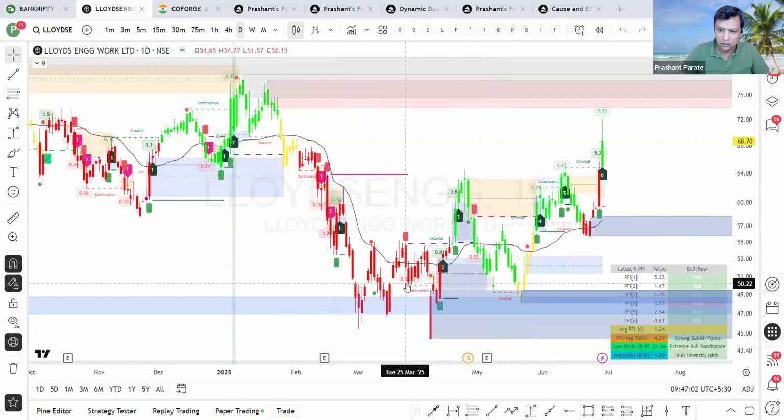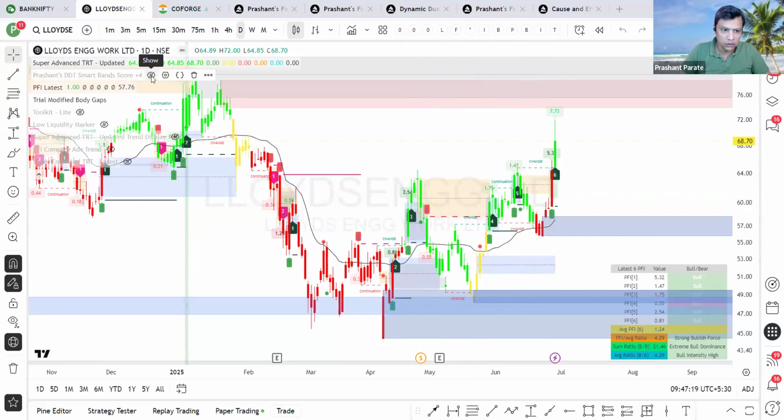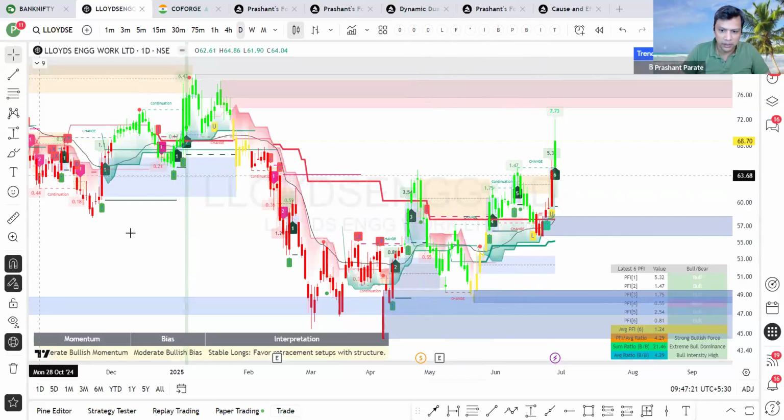You can see price came down, went up, created a strong hidden gap here, and one more strong hidden gap. There is a continuation. Price came down, created a red color, but I did not exit. Why? Because there is no downward PFI, and here comes the importance of DDT smart bands. So this is DDT smart bands.